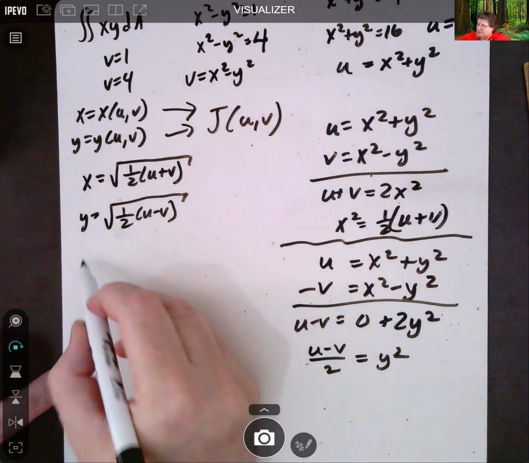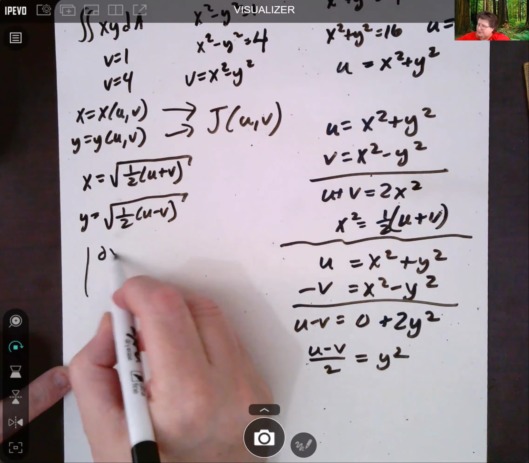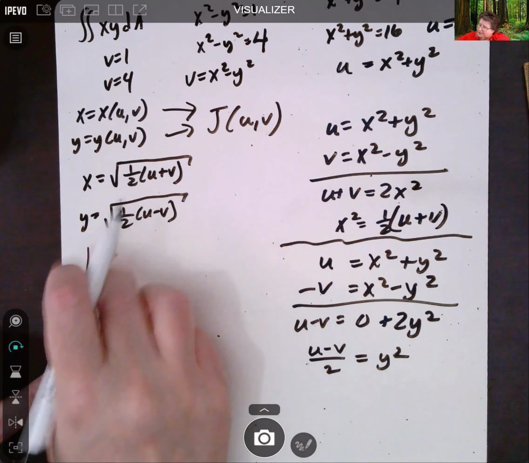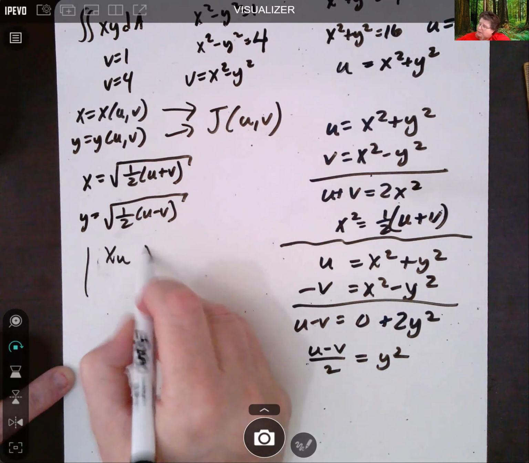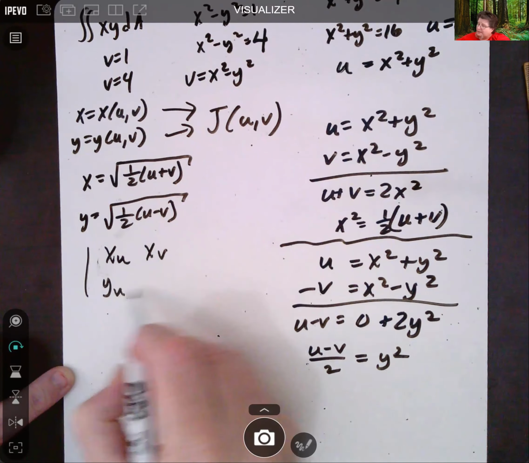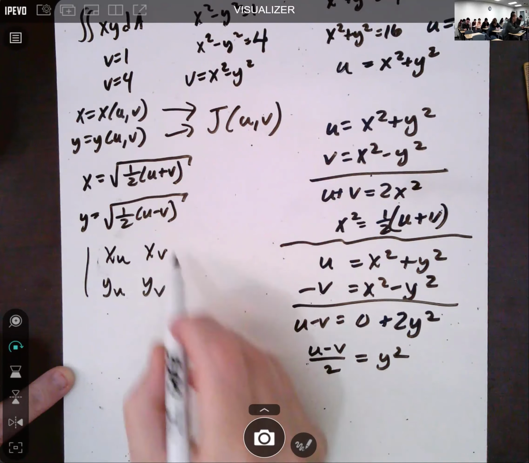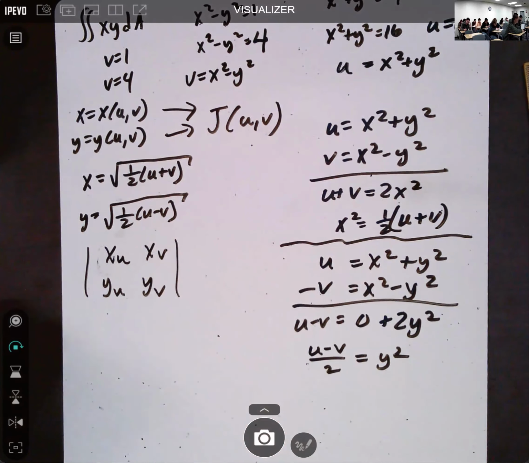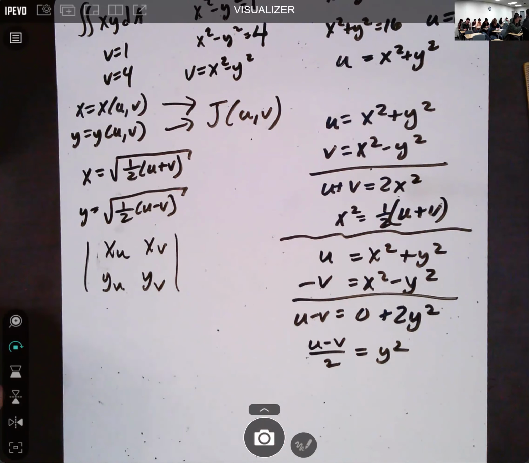So we could do our matrix: partial of x with respect to u, partial of x with respect to v, partial of y with respect to u, and partial of y with respect to v. It's not going to be an easy one.